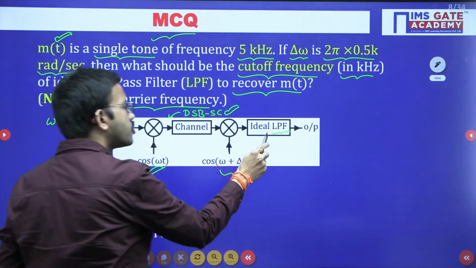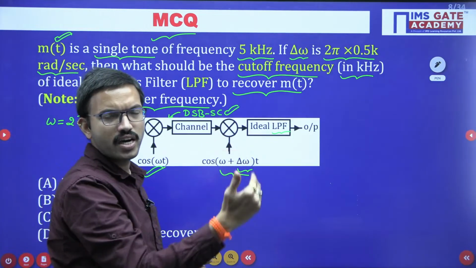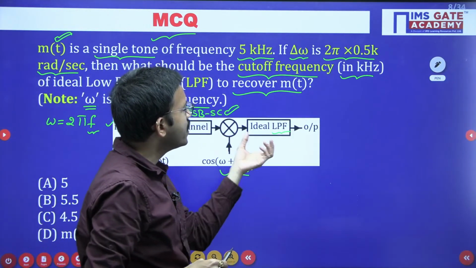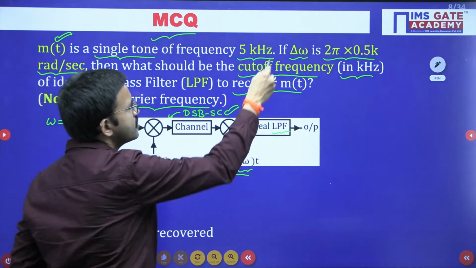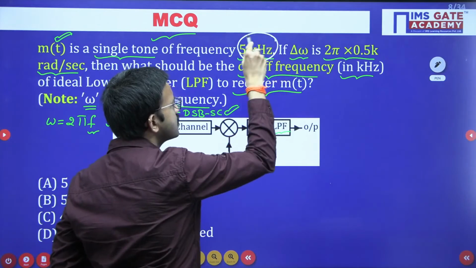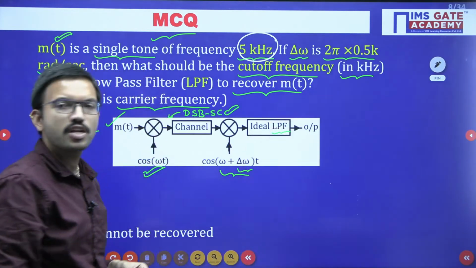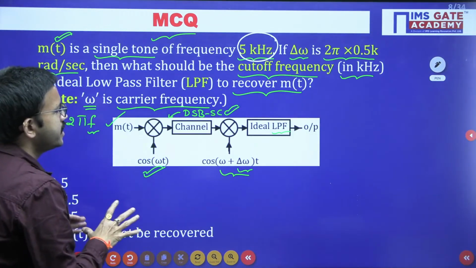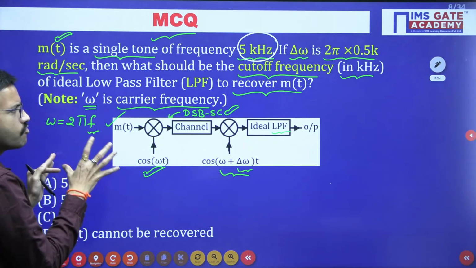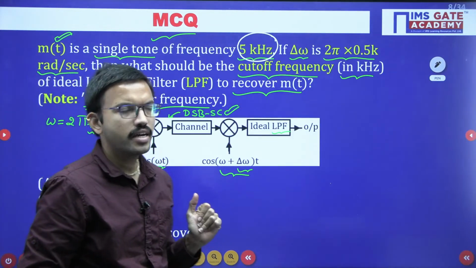Now regarding this low pass filter, what maximum cutoff frequency we have to consider so that we can extract the message signal, right? The message signal is having the frequency 5 kHz. In order to extract this particular frequency, what cutoff frequency we have to choose for the low pass filter? That is the question, right? I hope all of you got the clarity regarding the question, what data they have given, what we are supposed to do, right? I hope it is clear for everyone.